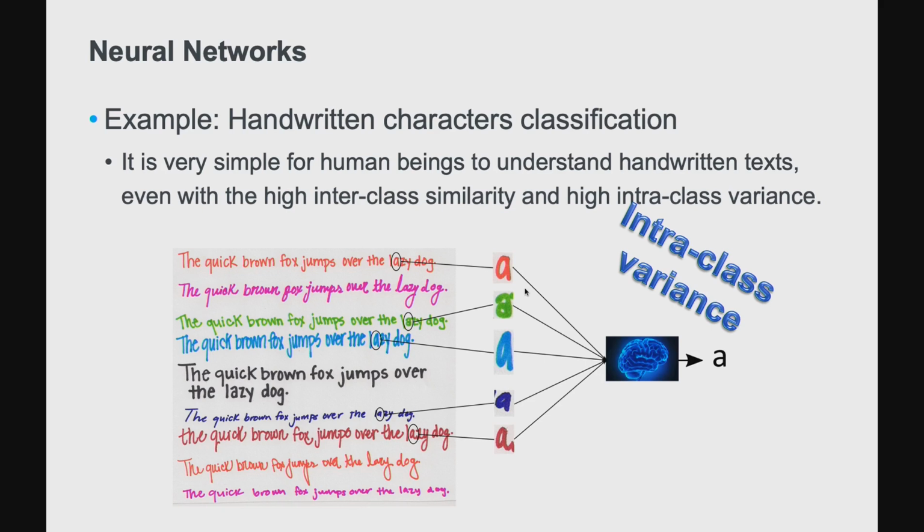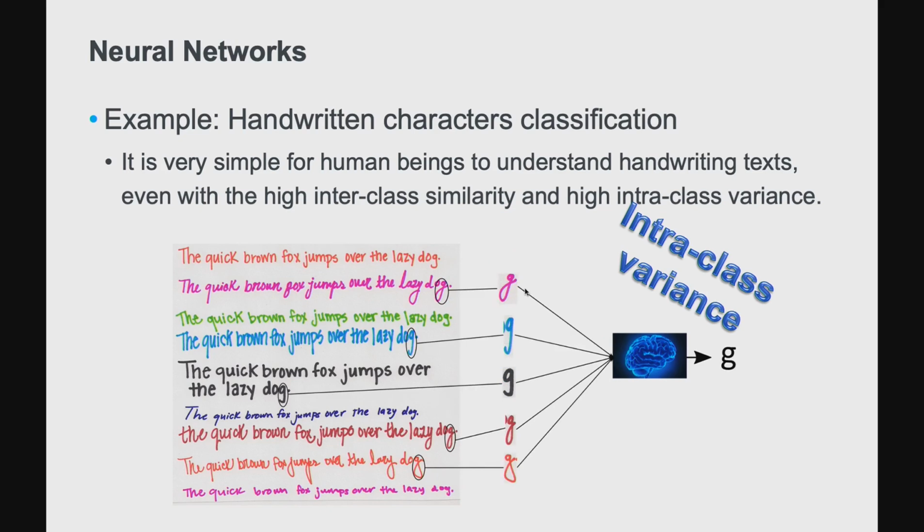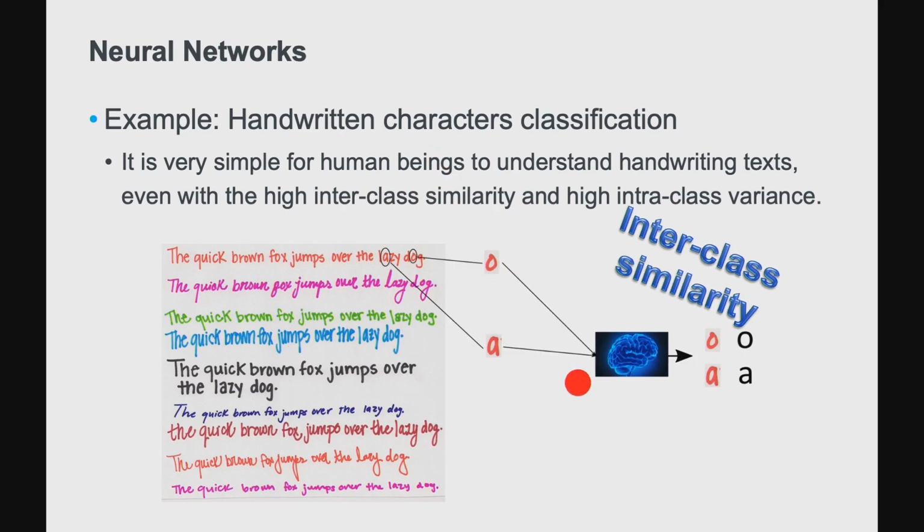This is also typical for an area where you want to apply neural networks to discover features, based on which you can then apply classification or other kinds of predictions. Here is another example for the G. Some G's might look almost like a gamma or a Y, and again, the intra-class variance is very high, and inter-class similarity is also high. Here again, O and A are sometimes hard to distinguish.